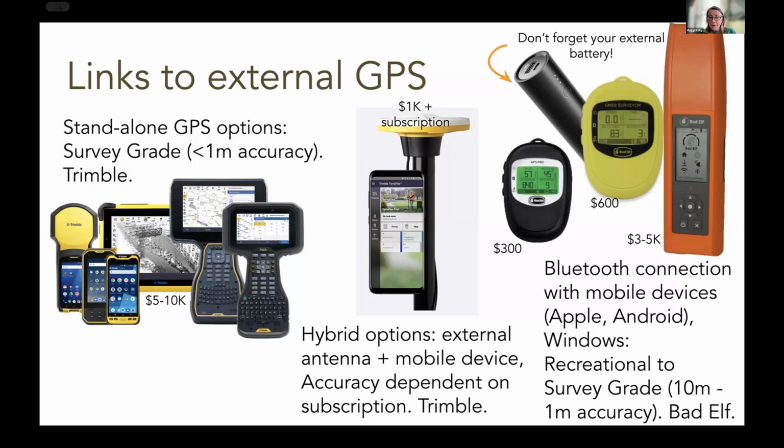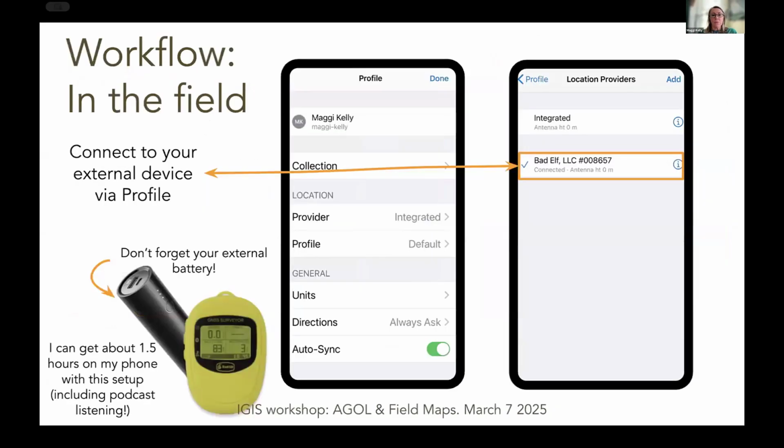A company that I've been using is Bad Elf. They get pretty decent accuracy and they're a lot less expensive than the Trimbles, and they're just seamless, because they're Bluetooth. So what it would look like in the field if you do this, you'd have your Bluetooth, you just basically connect to that Bluetooth on the Field Maps app. Don't forget to bring an external battery because this stuff does suck down your phone's battery pretty considerably.